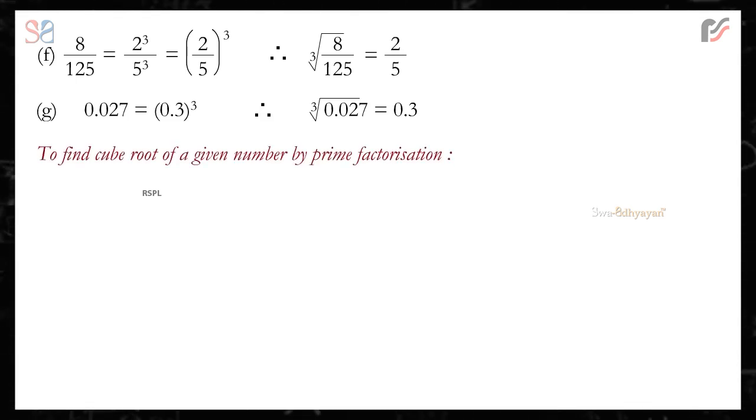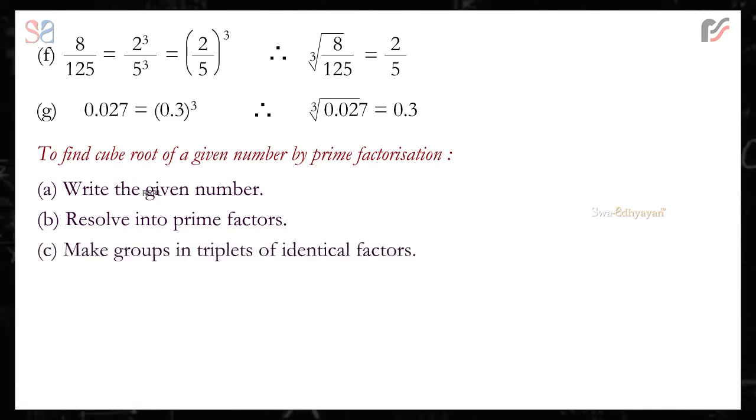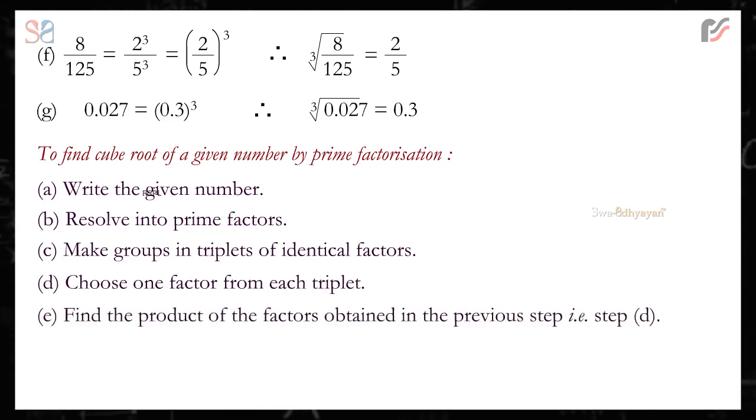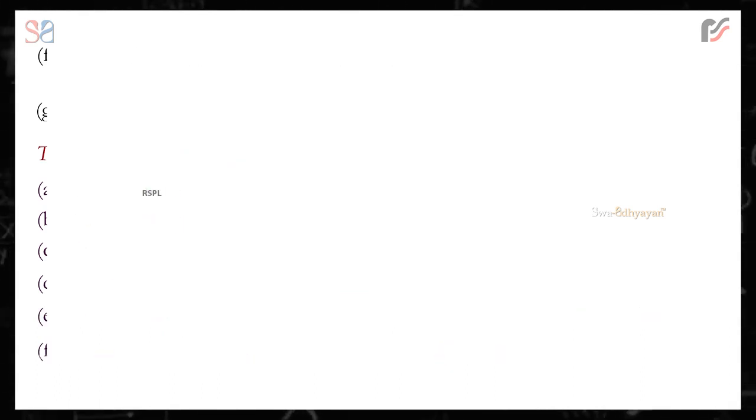To find cube root of a given number by prime factorization: A. Write the given number. B. Resolve into prime factors. C. Make groups in triplets of identical factors. D. Choose one factor from each triplet. E. Find the product of the factors obtained in step D. F. This product is the required cube root of the given number.